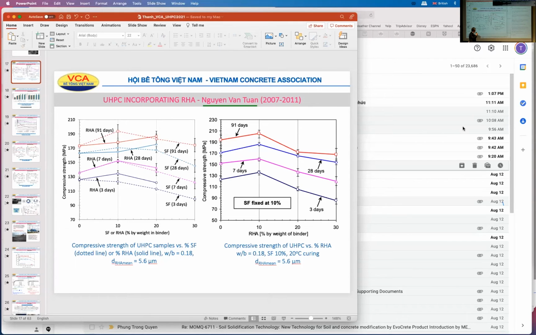And the next comment is, creep and shrinkage, that's a very important topic, so we have to consider that. And UHPC with very high viscosity. Yes, sure. When we have high viscosity, however, we can control that. Surely we can control that.